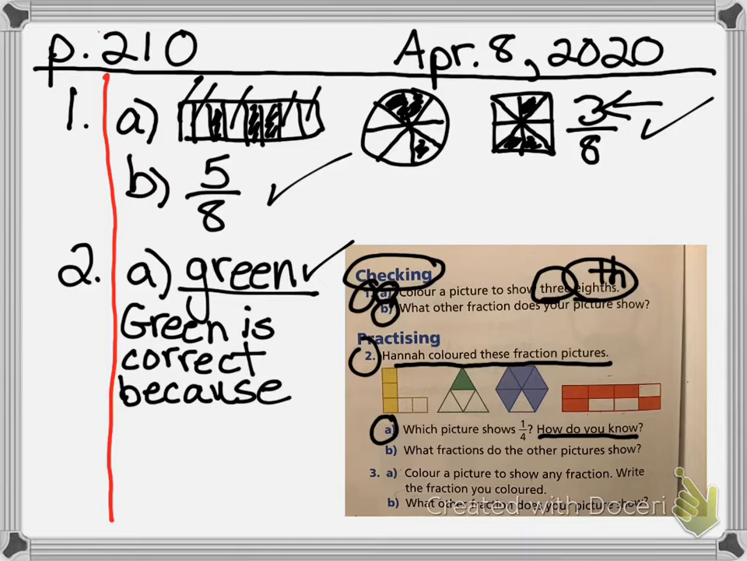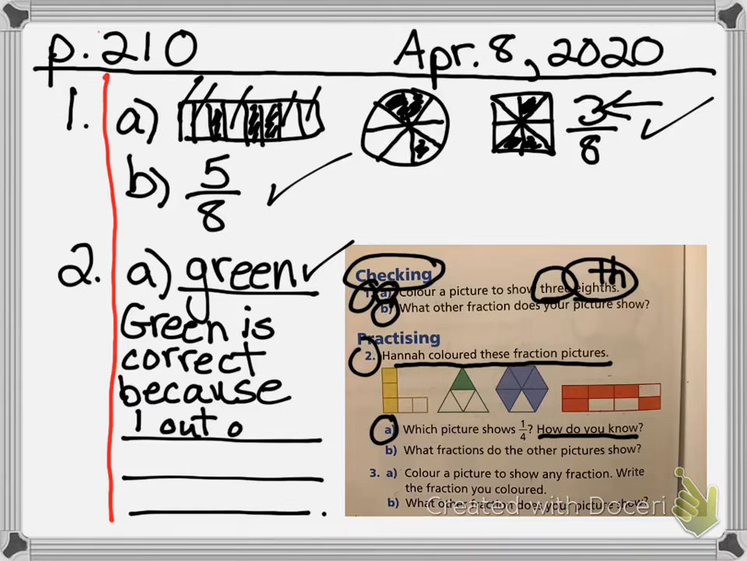Because, and then I want you to finish writing out the reason for that. So pause your video and write out your answer. Okay, possible answers could be: green is correct because 1 out of 4 sections or pieces is green. So that's a possible answer.